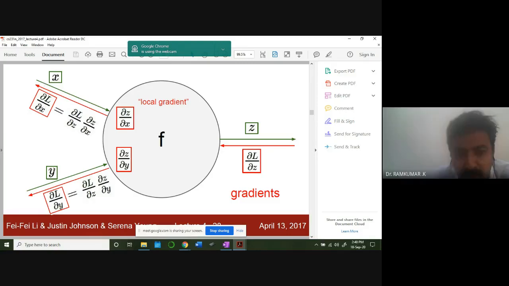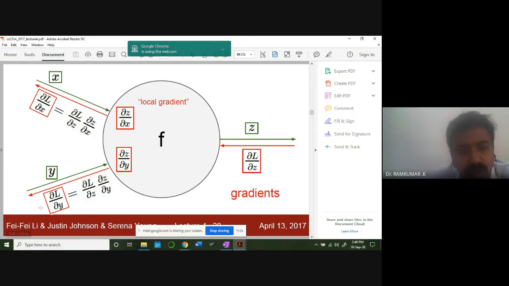This is x, y, z. These are all the gradients I am interested in. ∂L/∂Z I computed. Having understood the ∂L/∂Z value, I am interested now in going back to the previous layer, the predecessor layer.